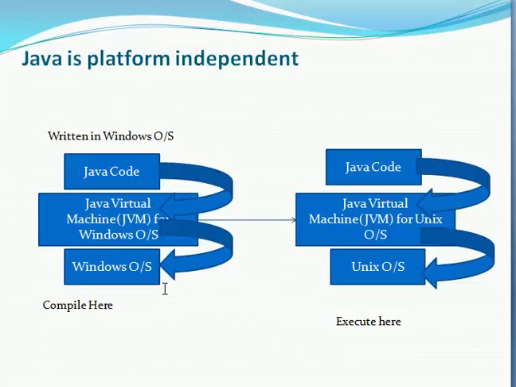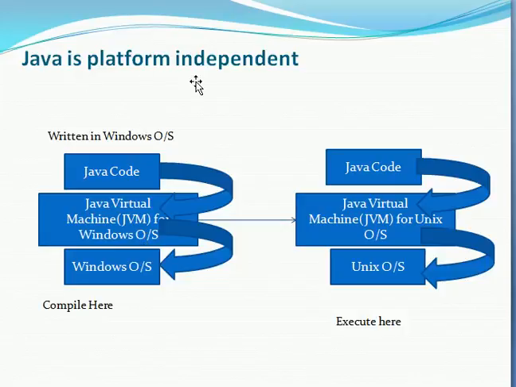Once the Java program succeeds, we try to run it on the Unix operating system. Here we have the same Java code. Once compilation succeeds here, we have the same Java program, and we have the Unix operating system. In between this, we have a separate layer called Java Virtual Machine, in short JVM, for the Unix operating system. It will execute the program and show you the output.